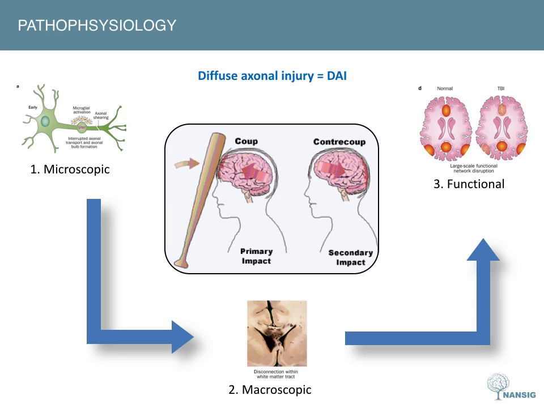But diffuse axonal injury may also manifest itself macroscopically as disconnected white matter tracts, and functionally this localizes to commissures and other areas of high white matter density. And obviously, when damage to these tracts occurs, it disrupts network function, and this manifests as the neurobehavioral changes which we discussed on the previous slide.